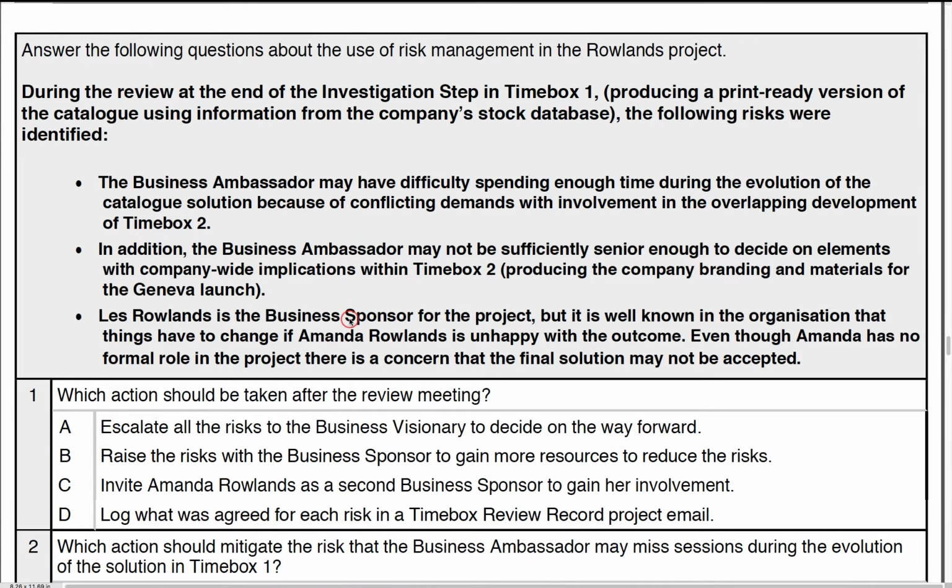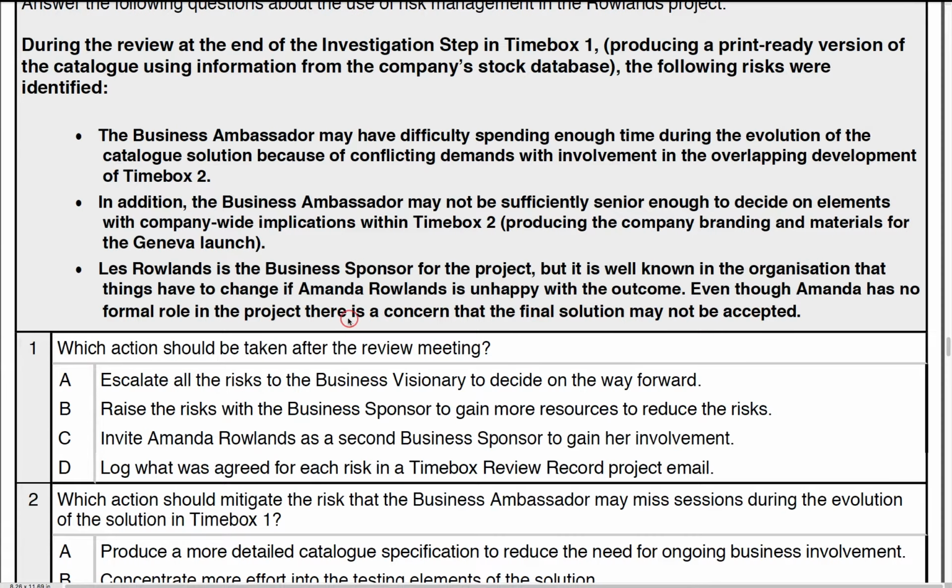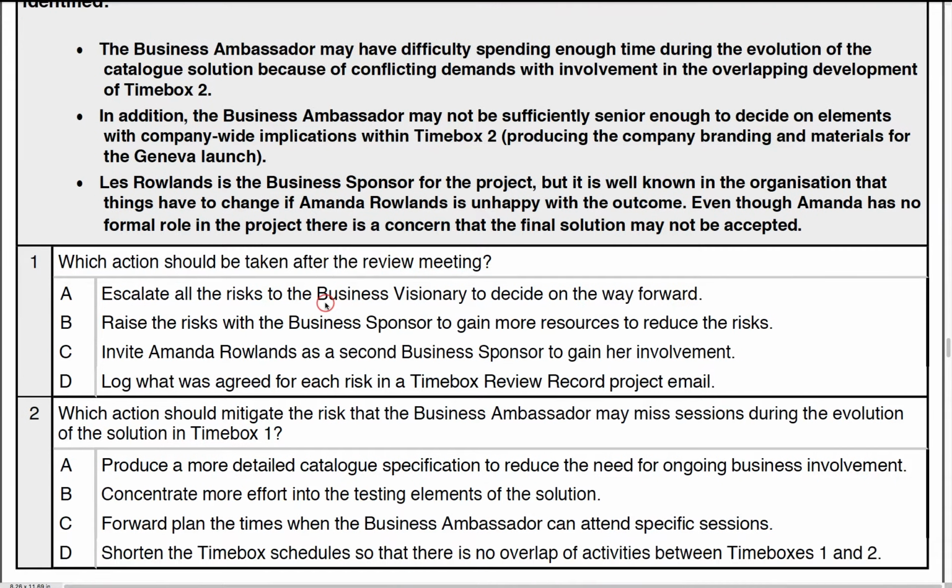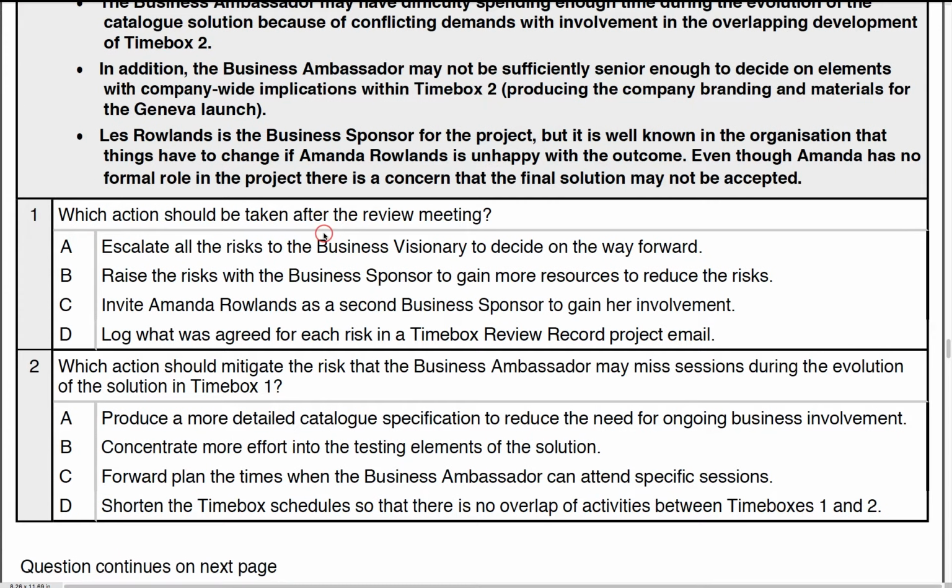Les Rollins is business sponsor of the project, but well known things have to change if Amanda is happy about the outcome. So Amanda obviously has quite a lot of input, but Les is the sponsor, so you don't have any other sponsors. And it says that Amanda has no formal role in the project, but obviously she'll feed back through Les what she thinks. So we have to have that. So that's obviously a high level responsibility for a risk at the business side of things.